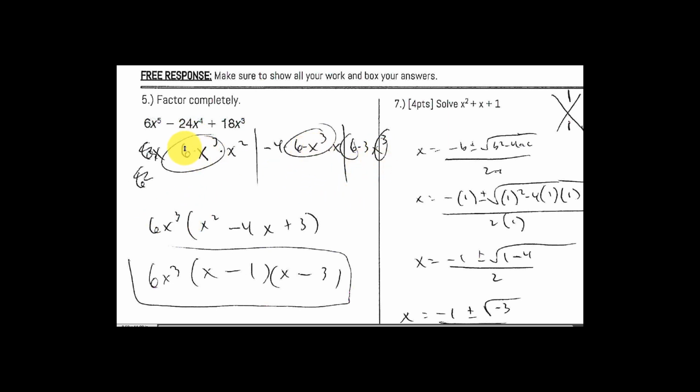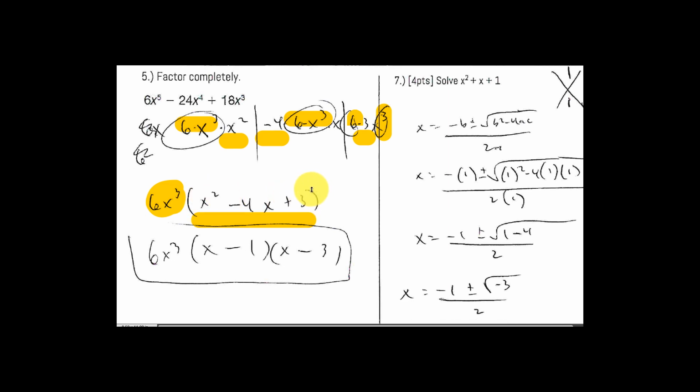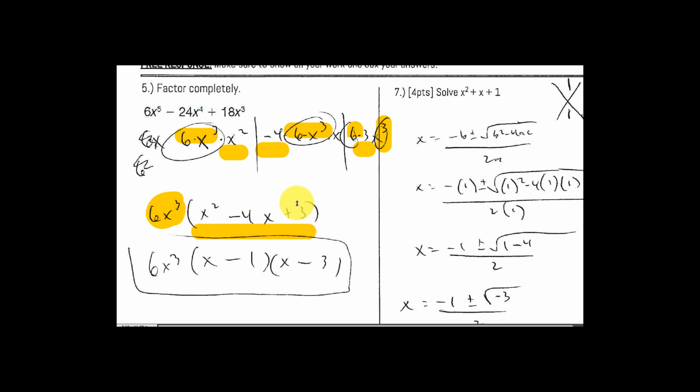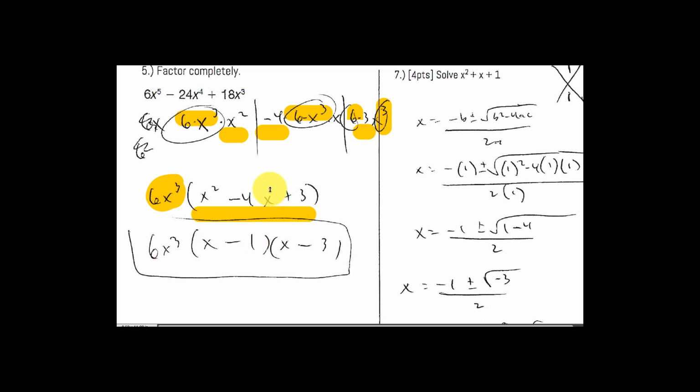So let's see if I can highlight that. This here, they all have this one. So this is my greatest common factor right there. And then anything that is not circled, x squared minus 4 and positive 3 is what's left. And then from here, I can just use my X box method. A times C is positive 3, B value is -4. My two numbers are -1 and -3. And then this is our answer right there.